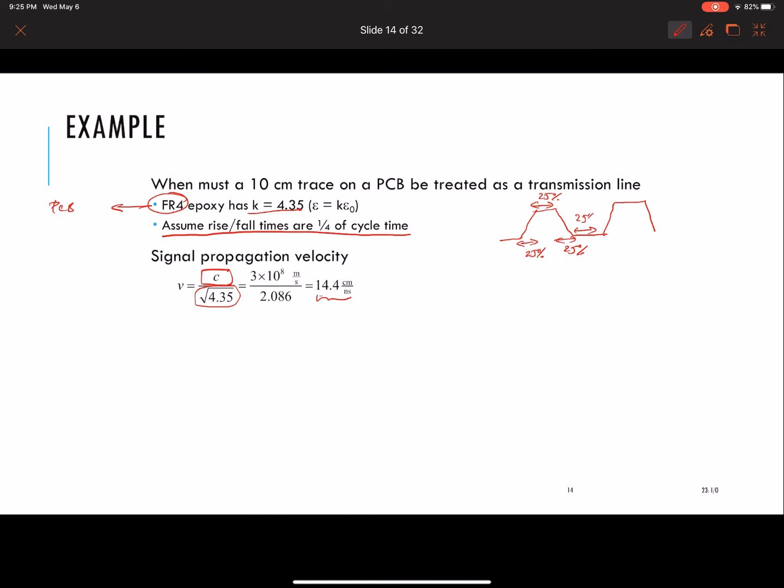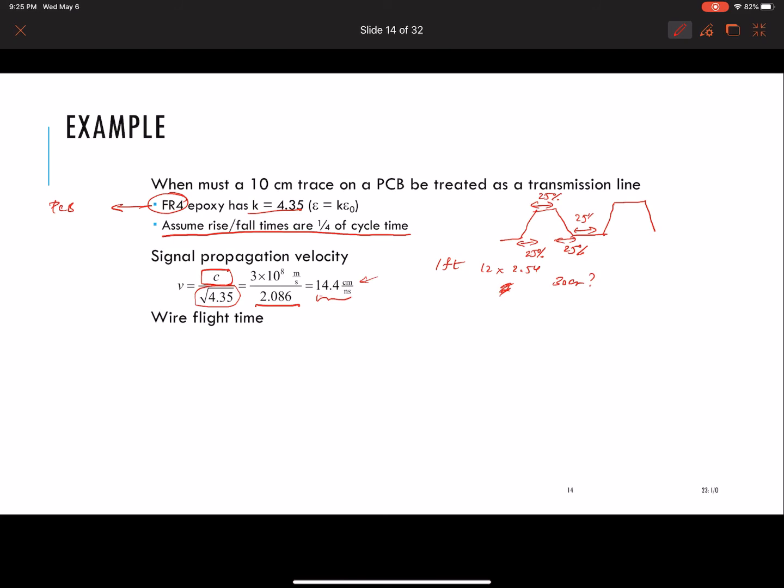No, actually, 14 centimeters. One foot is 12 inches, and each inch is 2.54 centimeters, so that is 30 centimeters, something like that. So it's about half the speed of light in a vacuum, which kind of makes sense because we're dividing it down.